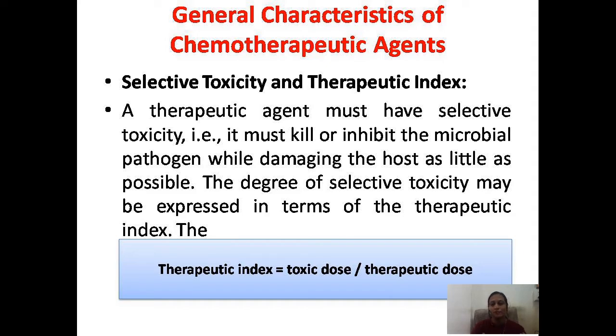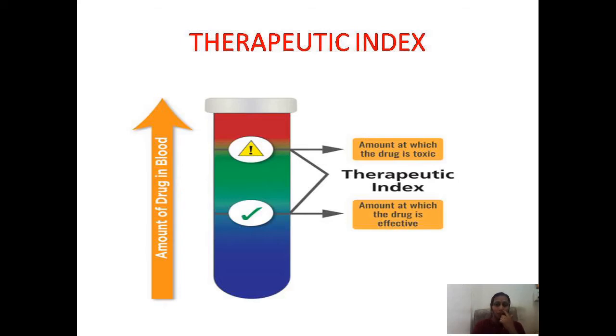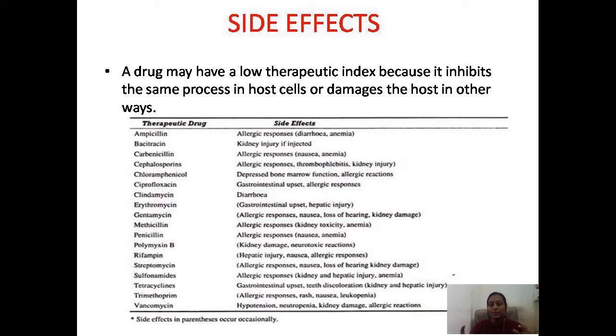Now this degree of toxicity is usually expressed in terms of therapeutic index. Therapeutic index is nothing but the ratio of the toxic dose to the therapeutic dose. A therapeutic dose is the amount at which the drug is effective, and a toxic dose is the amount at which the drug is toxic to the host cells. So ideally, we take a ratio of both and find out the therapeutic index of that particular drug.